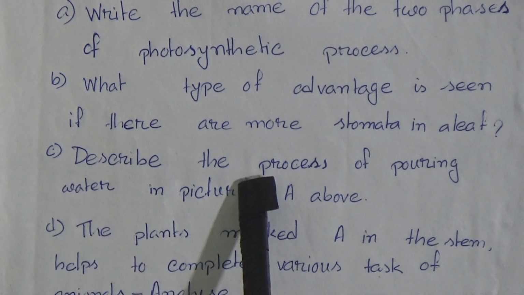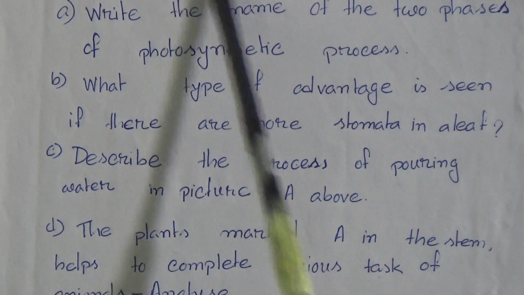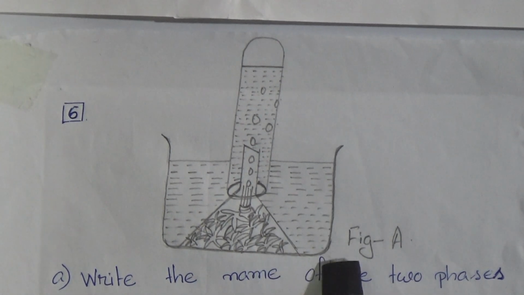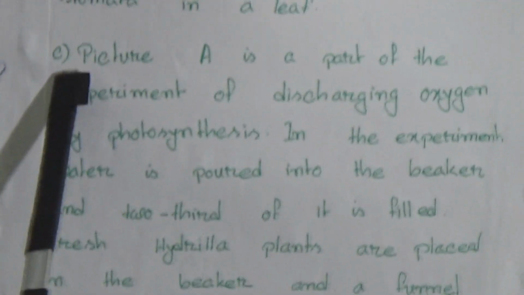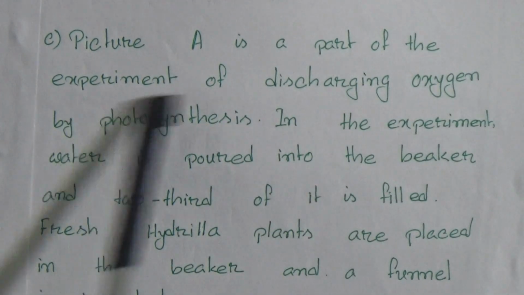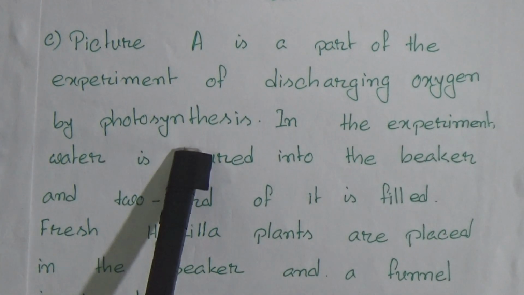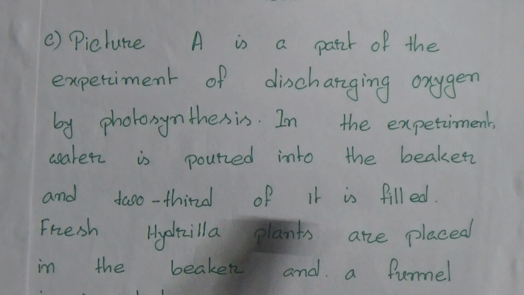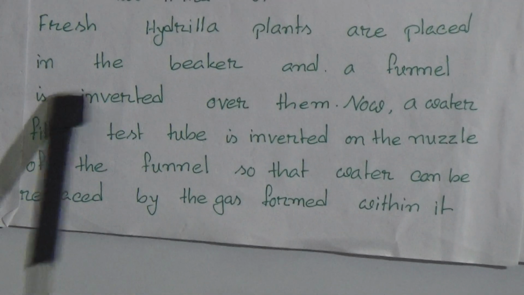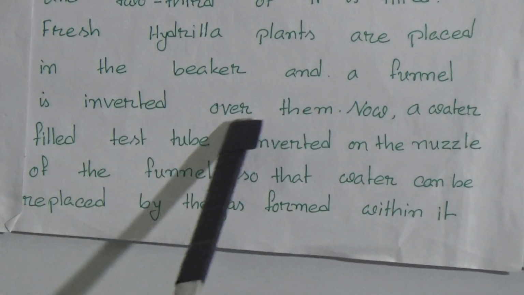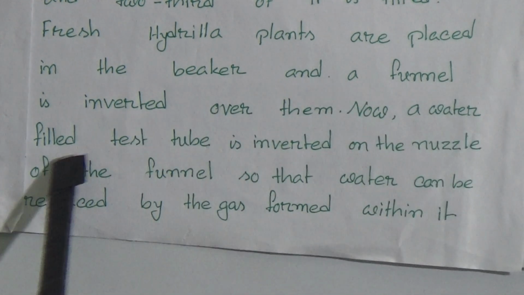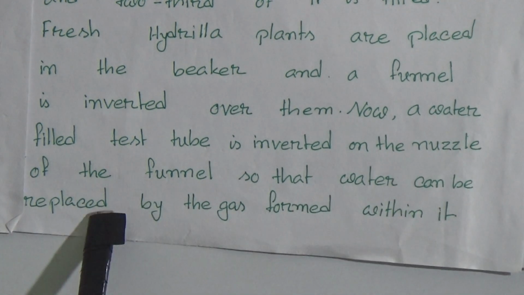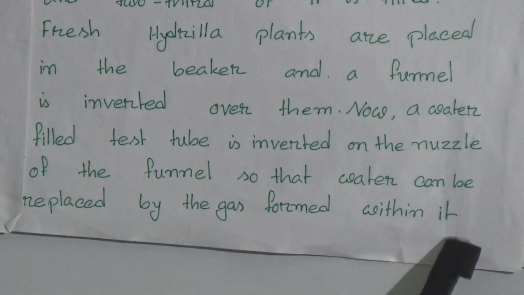C. Describe the process of pouring water in picture A above. Now, you have to describe why we pour water in this glass beaker and what the advantage is. Answer C. Picture A is a part of the experiment of discharging oxygen by photosynthesis. In the experiment, water is poured into the beaker and two-thirds of it is filled. Fresh hydrilla plants are placed in the beaker and a funnel is inverted over them. Now, a water-filled test tube is inverted on the nozzle of the funnel so that water can be replaced by the gas formed within it.